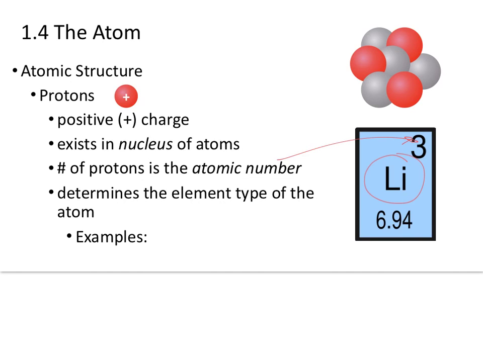For example, the element hydrogen has 1 proton. Helium has 2 protons. We've seen here that lithium has 3. Other atoms like carbon have 6 protons. Oxygen has 8, and so forth. So the number of protons is called the atomic number, and it's always going to be a whole number. If you see this box right here, we call this a chemical symbol. It's always going to be a whole number, and that determines the kind of element that is.